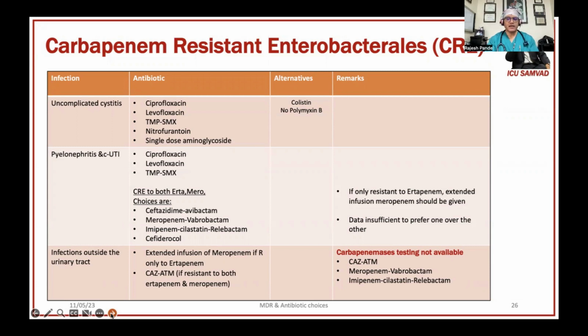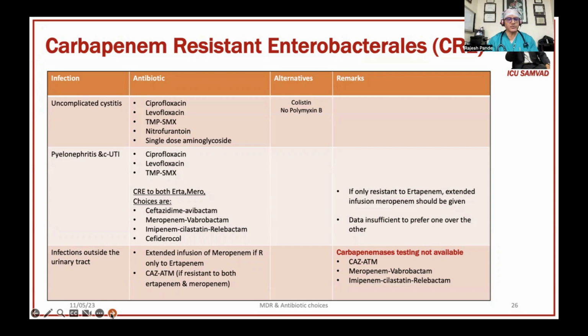And if resistance is only to ertapenem, then extended infusion of meropenem can be used, but data is insufficient to prefer one over the other. If there is resistance to meropenem, then it is not recommended.